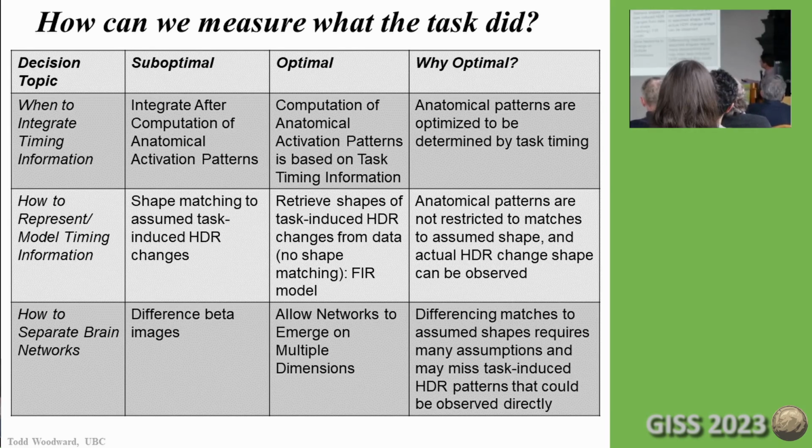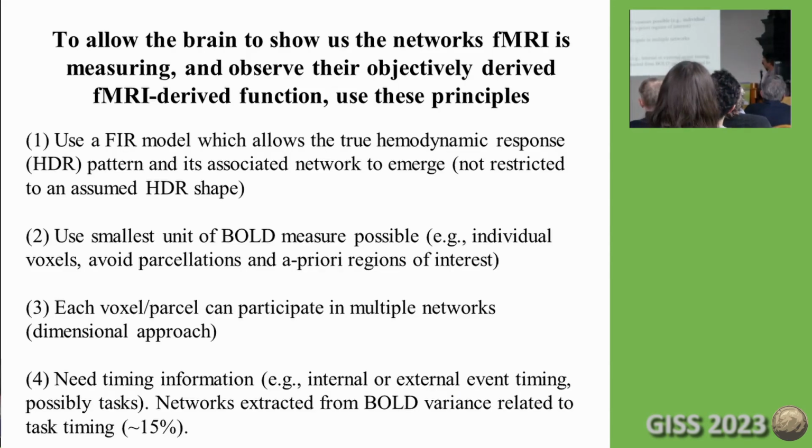So here's sort of what we're doing here. Integrate task timing in advance. Represent model timing for the model instead of an assumed model. Separate brain networks, multiple dimensions. And so, that's kind of the basic principles of this third one. I think this is pretty much saying the same thing, so I'll just go over it again. If you have any questions that it brings to mind, just say so. So, using this finite impulse response model allows the true hemodynamic response pattern to emerge.